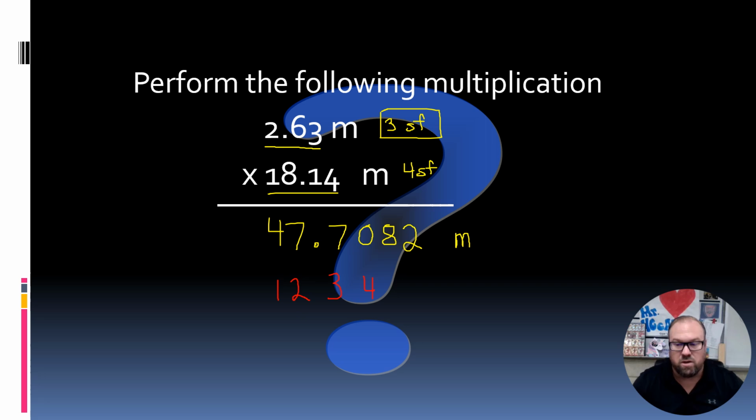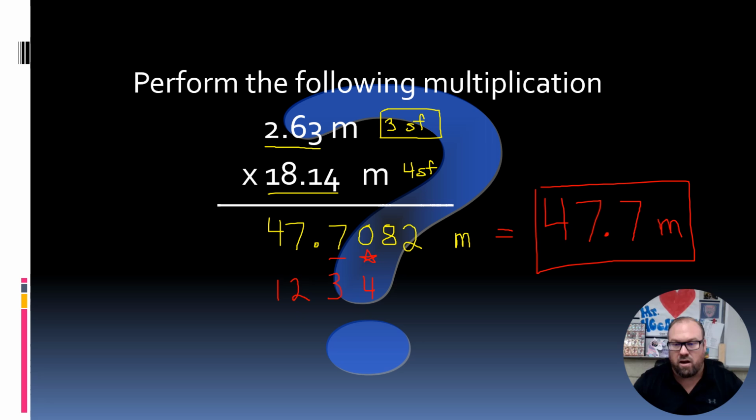And remember, we don't need to look beyond that. You never double round. So if we're rounding to the third sig fig, you don't look at this 8 or the 2 for anything. You simply look at the 4. Does the 4 round the 7 up, or does it leave it alone? In this case, it leaves it alone. So our final answer here should be 47 decimal point 7 meters. And that's the correctly rounded product to what sig fig? To the third.